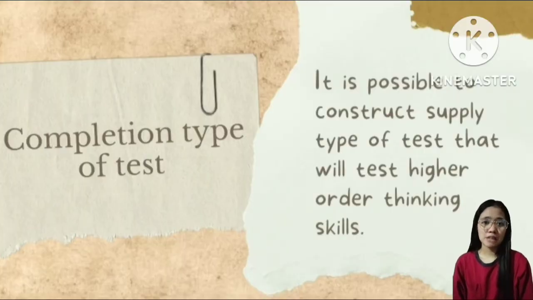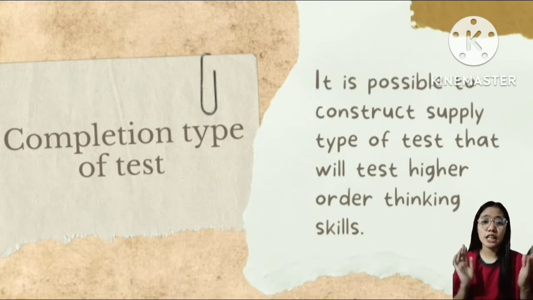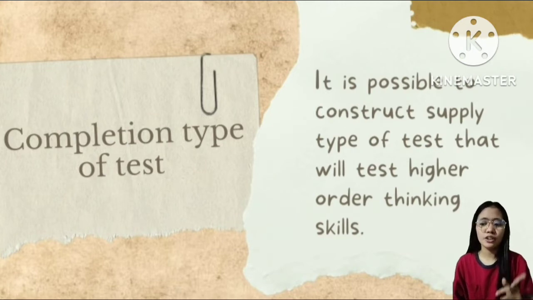So, completion type of test. It is possible to construct a supply type of test that will test higher order thinking skills. So, dito naman, magko-construct ka ng sentence mo na kulang. Meaning, kailangan mong hanapin para ma-flourish mo yung sentence. Kinakailangan dyan ng higher order thinking. Ibig sabihin, dapat may analysis para maintindihan mo yung tanong. By this type of test na pinapagawa ng mga guro sa mga estudyante niya, natetest kasi dito kung hanggang saan ba yung kakayahan ng mga estudyante na mag-isip at mag-analysis ng questions.